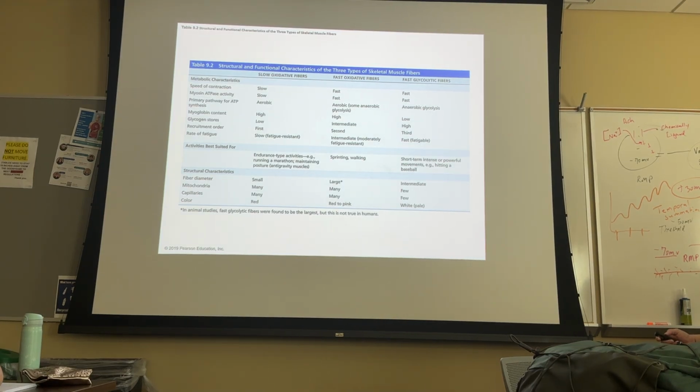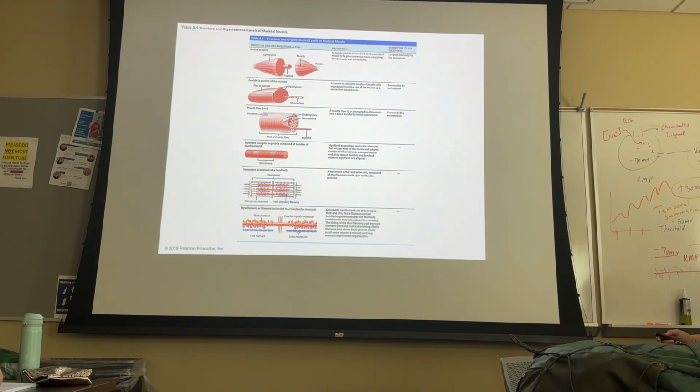Myoglobin is a protein similar to hemoglobin in that it will hold a reserve of what? Oxygen, and you find that in muscle cells. Okay.